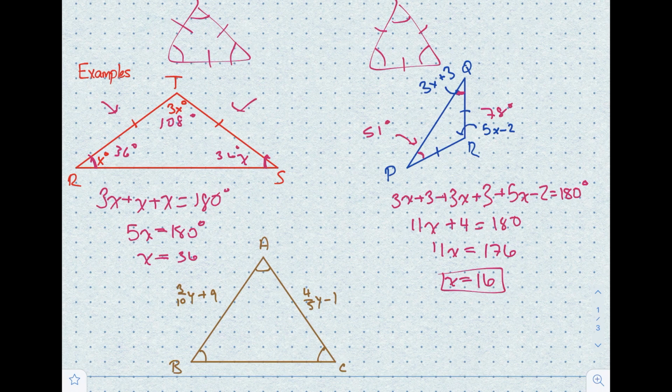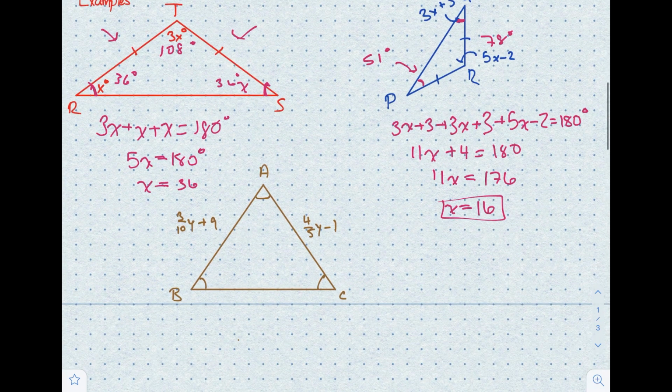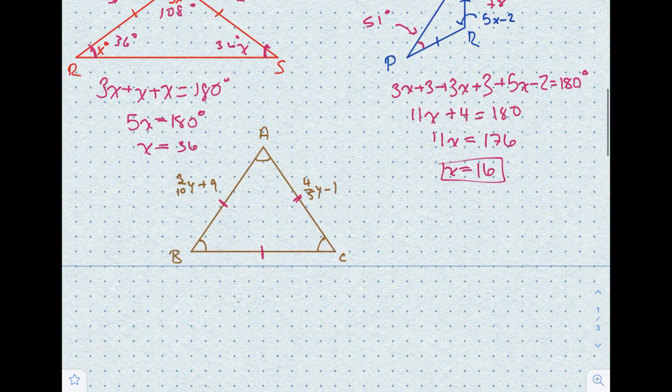And finally, we'll use this idea in reverse. If all of the angles in a triangle are congruent, that means all of the sides are congruent. That means the length of AB is the same as the length of BC is the same as the length of AC. So we can set the side lengths equal to each other because we know that these sides are congruent. And then we'll just rearrange so we can solve for y.